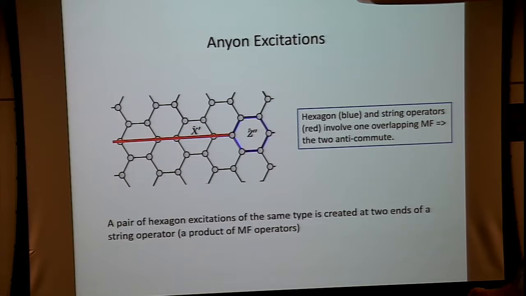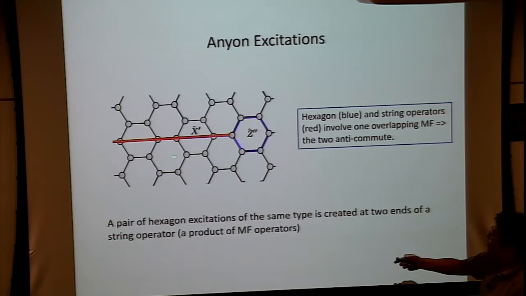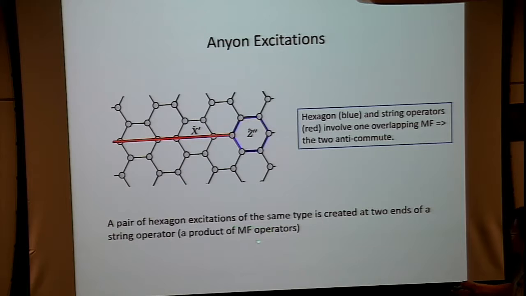So what this anti-commutation relation means is that if I act this string operator on the ground state of the system, it will create a hexagon flip, a hexagon excitation. Or alternatively, if there's already a hexagon flip excitation sitting here, acting this string operator would annihilate it and move it to the other end. So basically, these string operators create two hexagon excitations of the same type at its two ends. Okay. So now, having defined this string operator, yes?